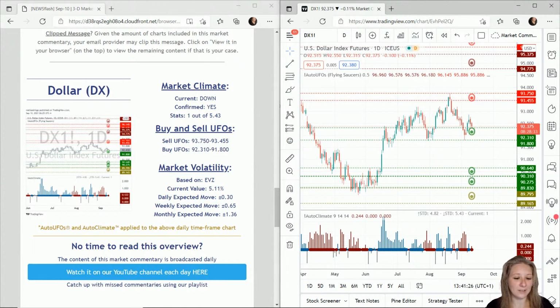Now, in terms of volatility with the dollar, we would expect that in 1 year, it would go up or down by 5.11%, which is 0.3 points up or down in a day, 0.65 points up or down in a week, and 1.36 points up or down in a month. So that's the US dollar.